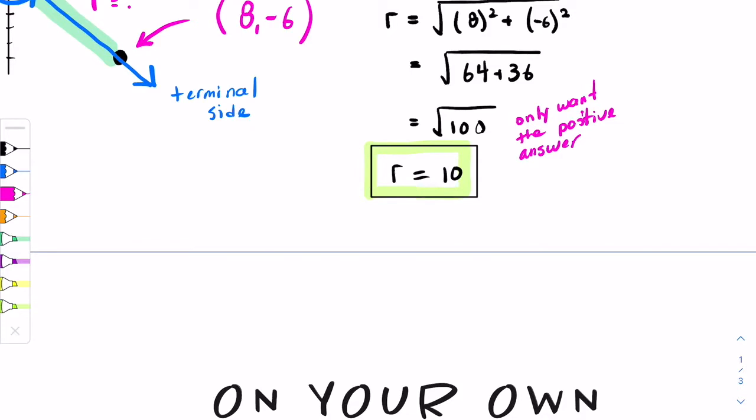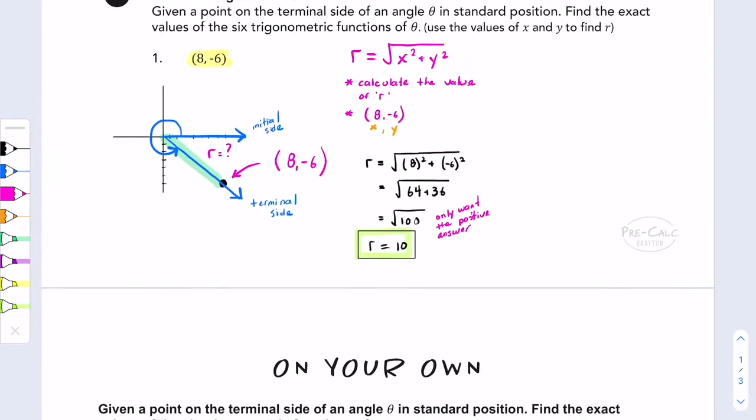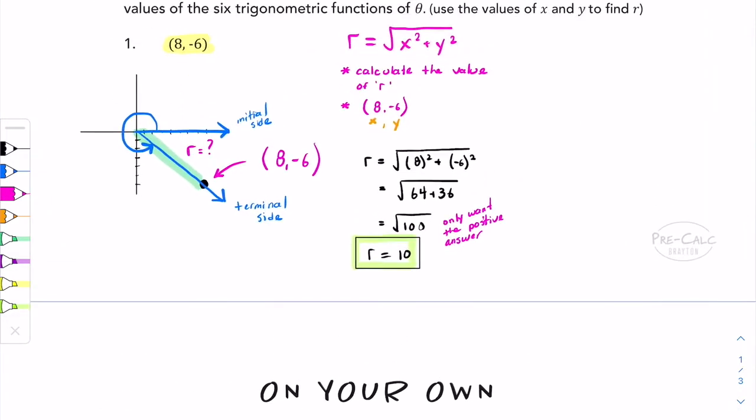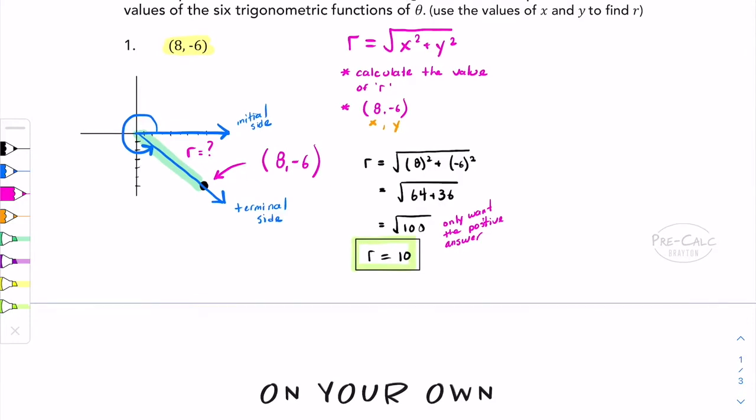Okay, once you find the value of r, now you need to find the exact values of the 6 trig functions. Before I do that, I just want to make a note for other problems, not this particular problem. If you can't simplify the radical to a perfect number, then you need to just simplify the radical expression. And you'll see that in different problems. So actually, I think the next on your own section problem is like that.